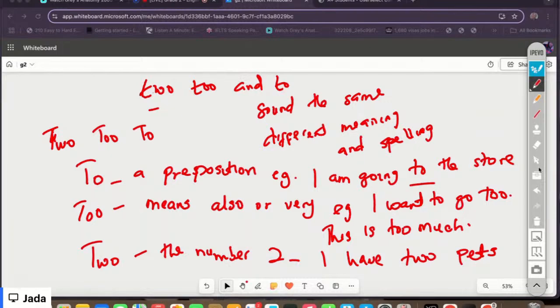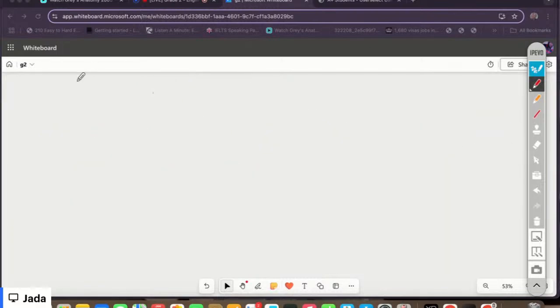We have also this one. We have there and their. Let's work with this one. Most times people confuse these two words, okay? When you say this one, there, it just means a place. This there means a place.